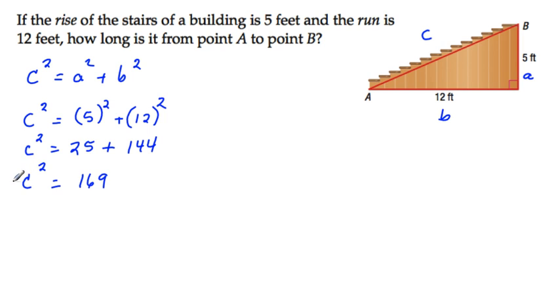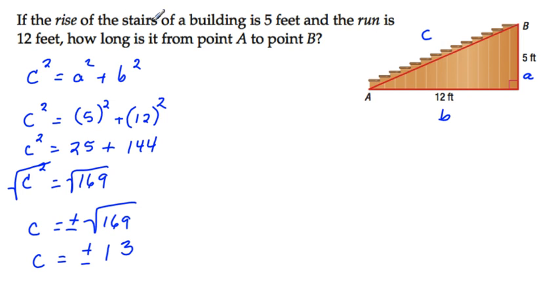So now to find c, we need to take the square root of both sides. So we get c equals plus and minus the square root of 169. So c is equal to plus and minus 13. And again, it doesn't make any sense to have a negative value. We're going to throw out the negative value in this case, and we're going to use positive 13. So that'll be 13 feet from point A to point B. There we go.